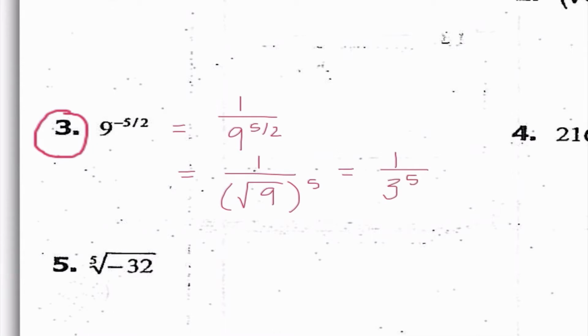And when I go ahead and simplify this, I get 1 over 243 because that is 3 to the 5th power. So some key things I want to just point out here. First of all, when I have a negative exponent, I need to bring it down to the denominator. Secondly, when I have a fractional exponent, we know that the numerator is my exponent, the denominator is our index number.